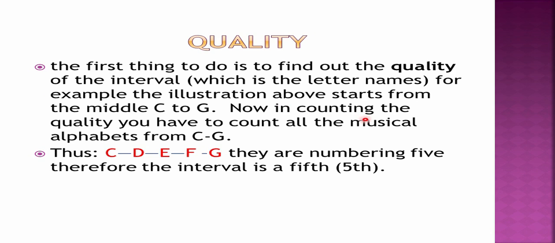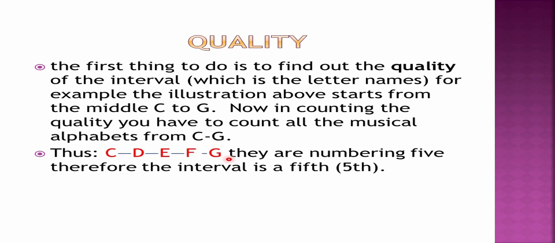Now, in counting the quality, you have to count all the musical alphabets from C to G. Very simple. From C, we say C, D, E, F, G. Did I get you? Let's go together again. C, D, E, F, and G.